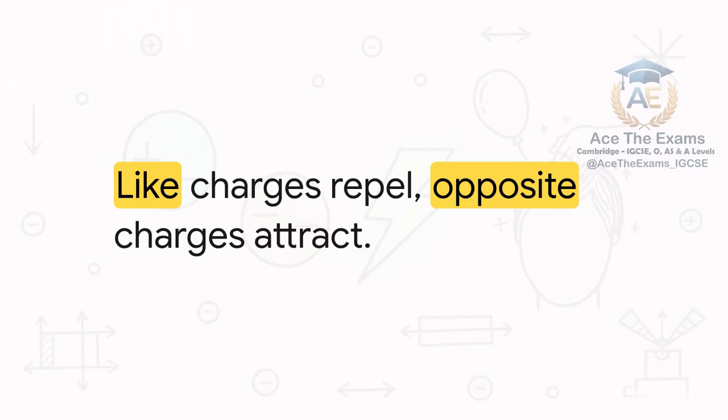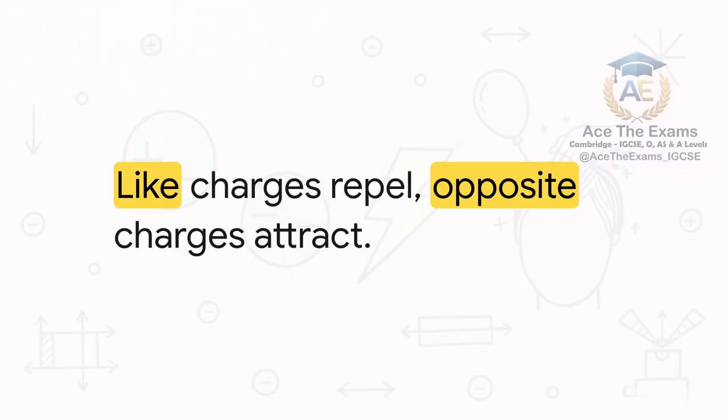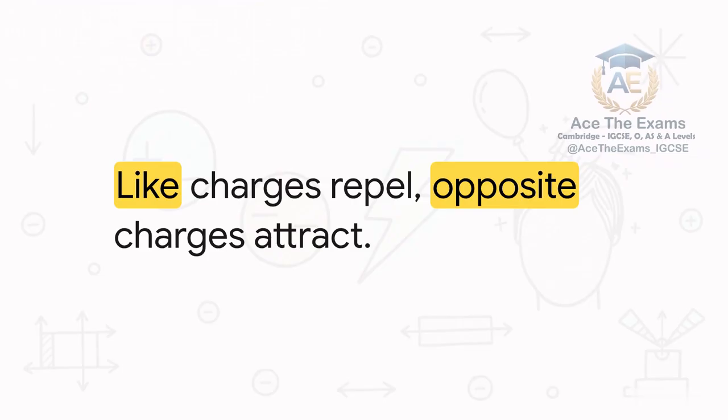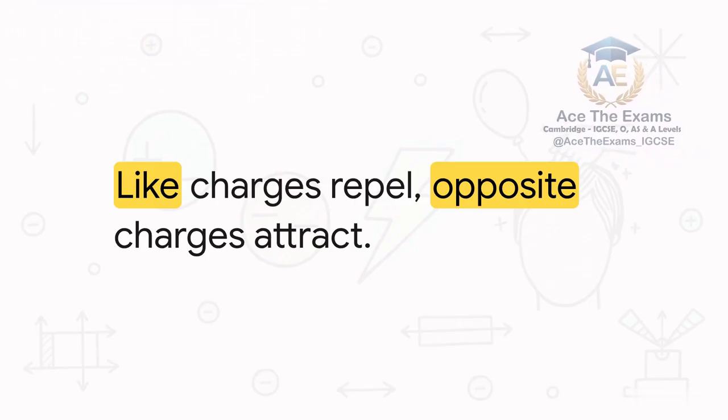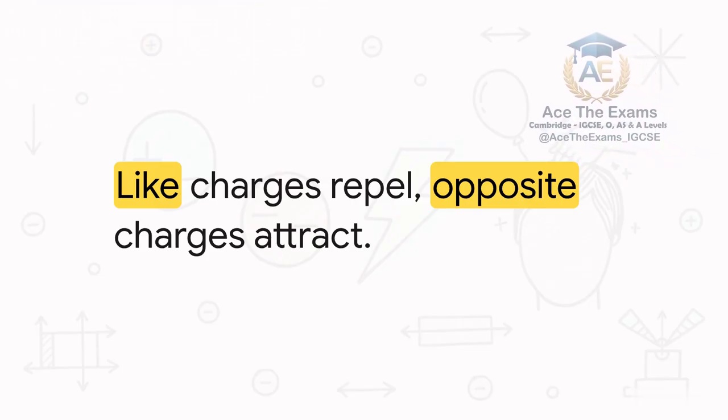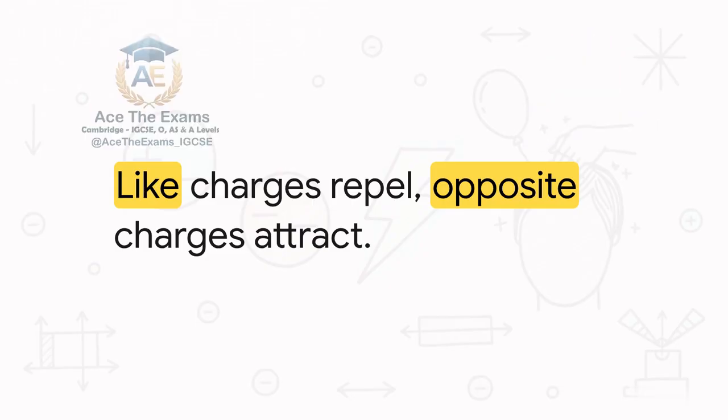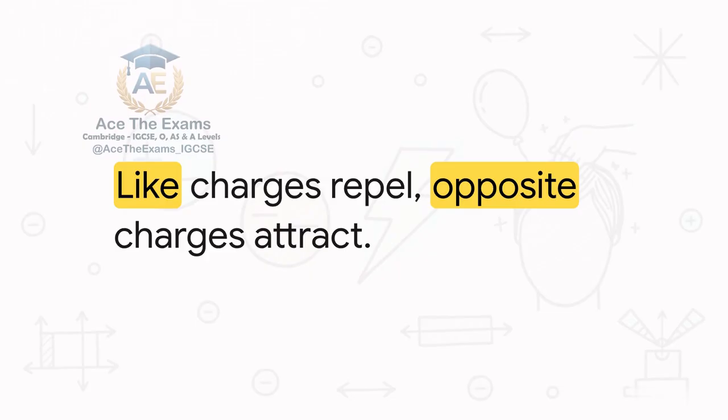And this brilliantly illustrates our next foundational rule, what I like to call the golden rule of electrostatics. Like charges repel, opposite charges attract. It is that simple, but you have to apply it perfectly. Two positive charges will push apart. Two negative charges will push apart. But a positive and a negative, they will snap together immediately.